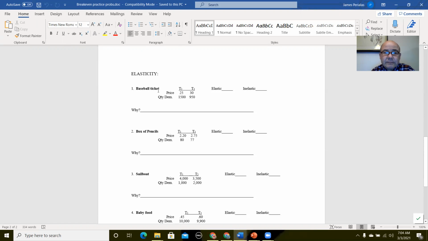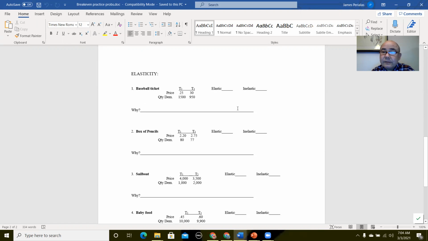So baseball ticket. You're going to go to a baseball game. Let's call this a professional baseball game. What do we think that is? Are we going to mark elastic or are we going to mark inelastic? Which box are we going to check here? All right, so we're going to probably check elastic. Baseball tickets will tend to be elastic.